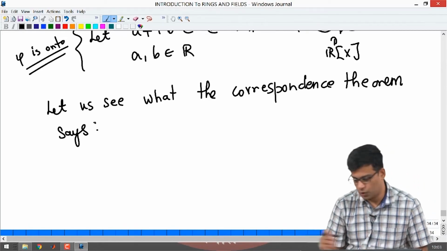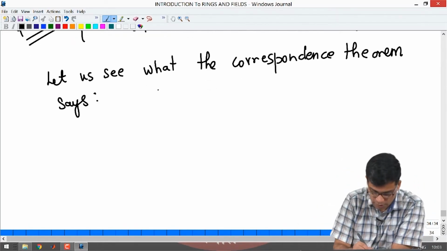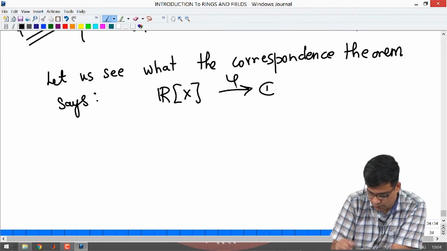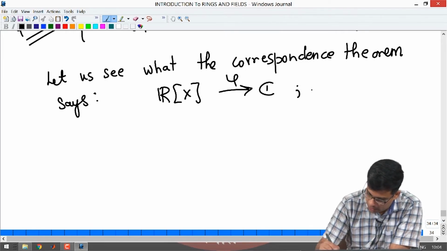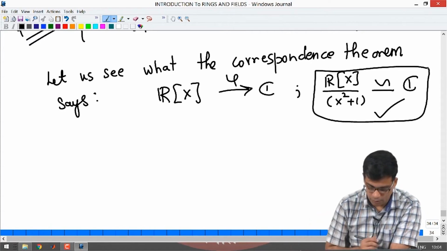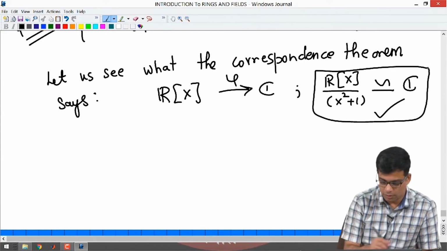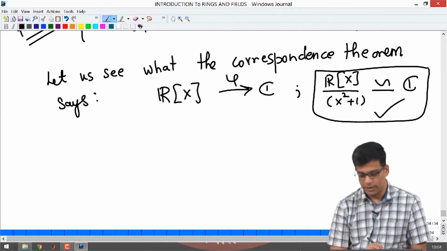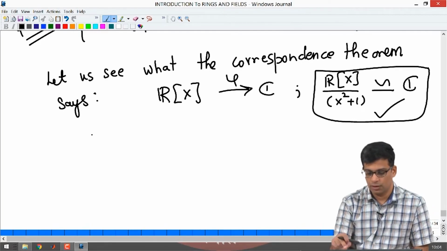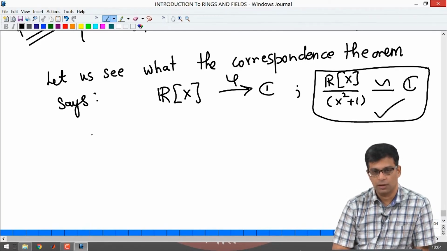Let us see what the correspondence theorem says. We have R[x] to C, which is phi. We have already established R[x] mod x squared plus 1 is isomorphic to C. So, this is done. Now, what does the correspondence theorem say? It says that the ideals in R[x] containing kernel phi are in bijective correspondence with ideals in C.